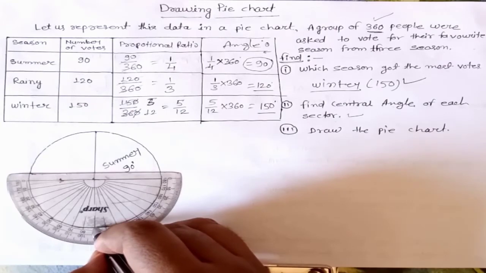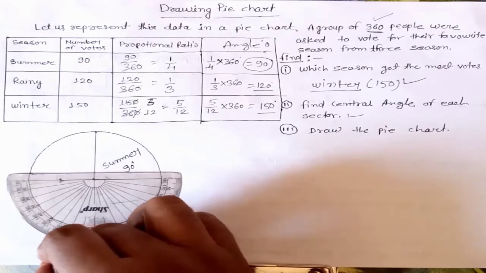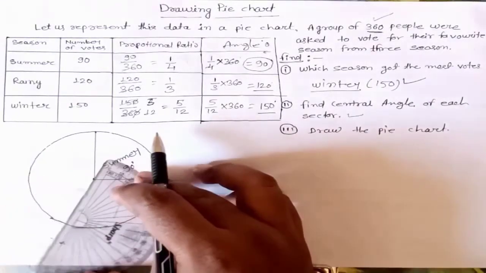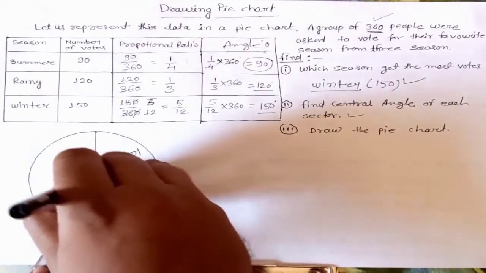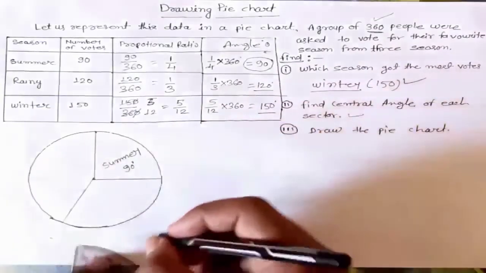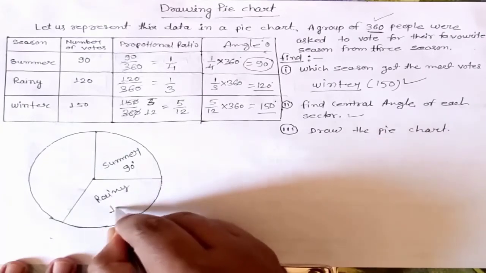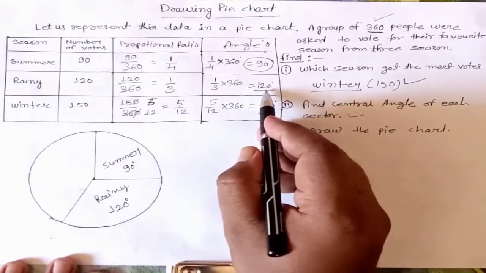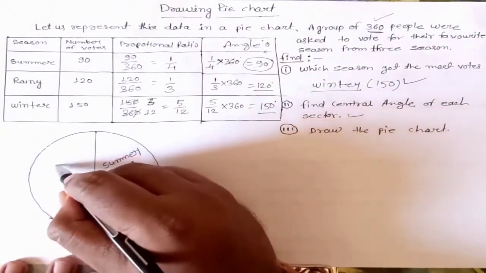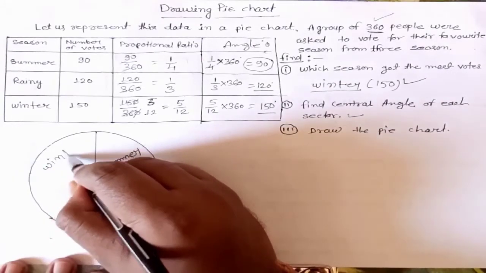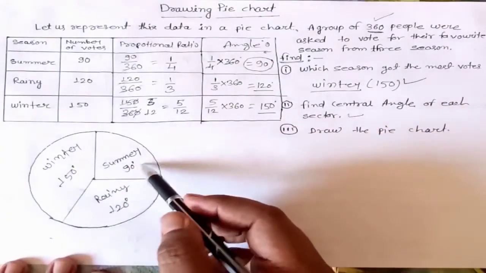This is 90, this is 100, 110 and 120. Just mark a point here, you will get 120. You just put down here and draw, this will be 120. So this is for rainy season. For rainy, this will be 120 degree. Rest of the sector will be for winter. For winter season, this is how much? This is 150 degree. Hence the pie chart will be completed.